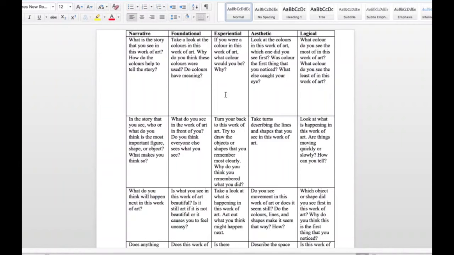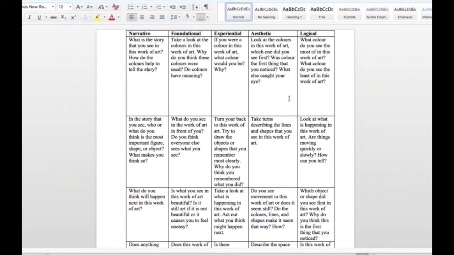And so there are many ways into the entry points that will help you to see the learning experience more fully. And then the aesthetic entry point, for example, asks, look at the colours in this work of art. Which one did you see first? Was colour the first thing that you noticed? What else caught your eye? So again, you're speaking to the aesthetic of it, to the shape of the work, the colours that emerge in it. And finally, the logical entry point. What colour did you see most or least in this work? What colours do you see least of in the work of art? So again, we will come to all of this in more depth as the course unfolds, but it's very interesting to see how these entry points play out, let's say, in the light of a painting.